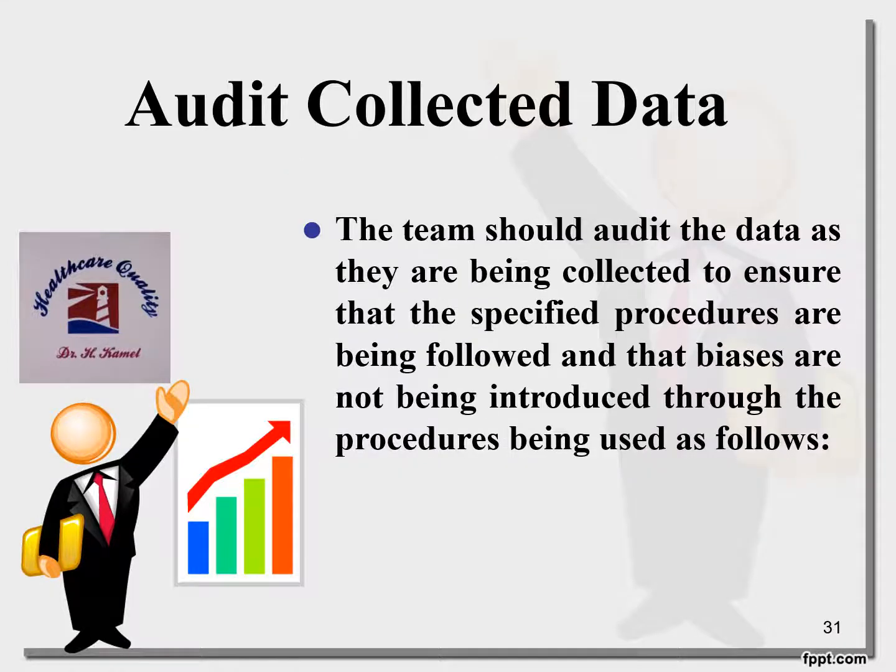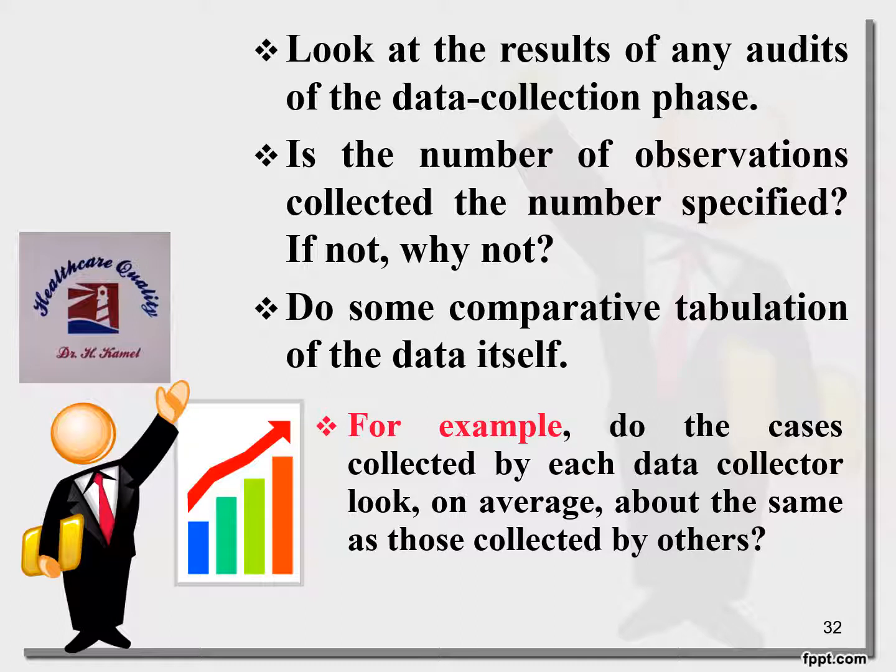Audit collected data. The team should audit the data as they are being collected to ensure that the specified procedures are being followed and that biases are not being introduced through the procedure being used, as follows. Look at the results of any audit of the data collection phase. Is the number of observations collected the number specified? If not, why not?